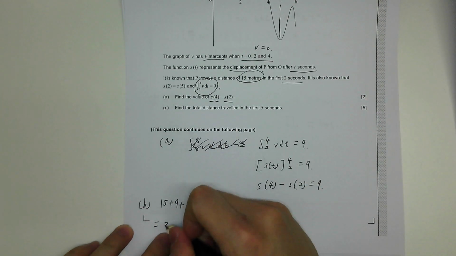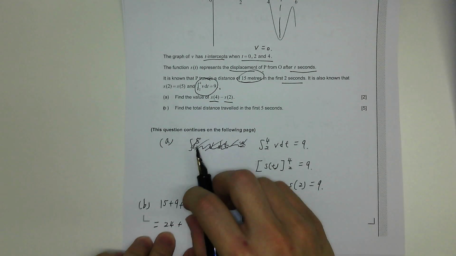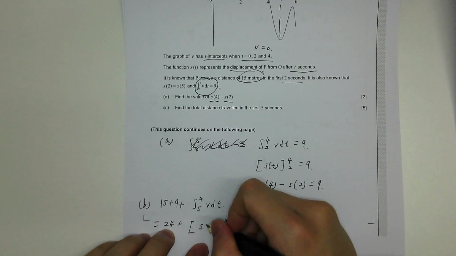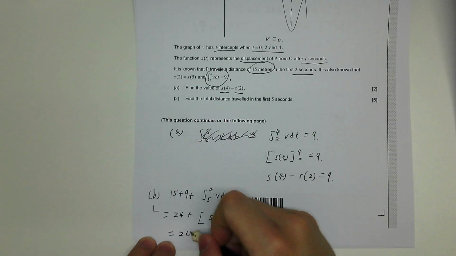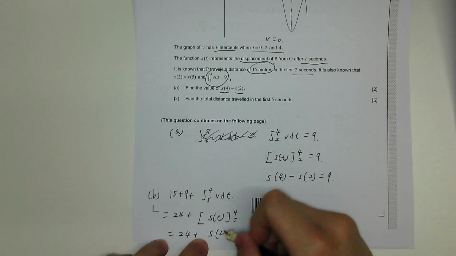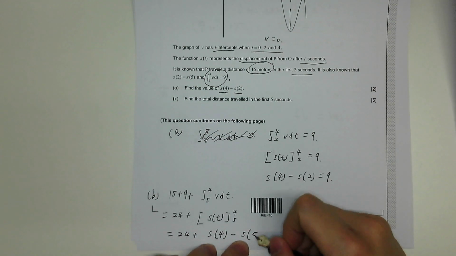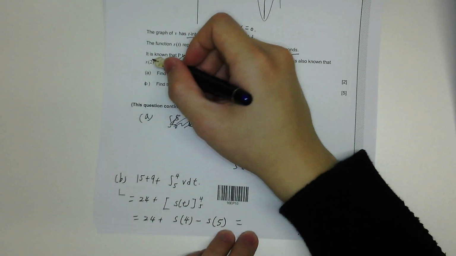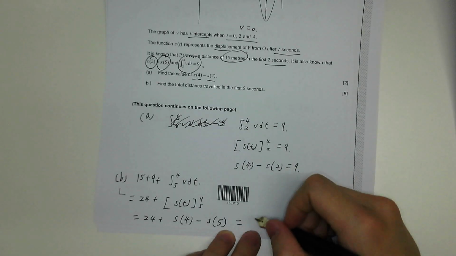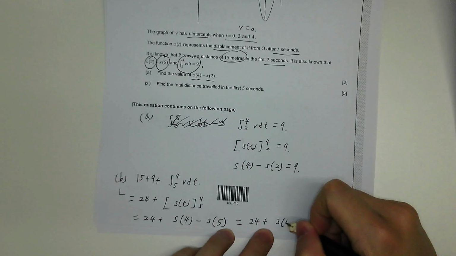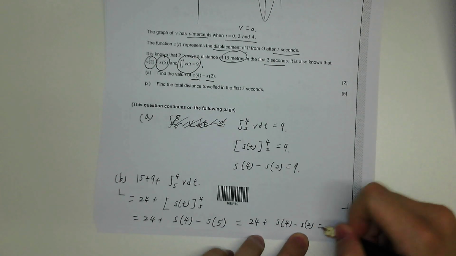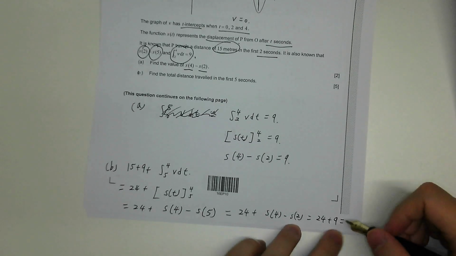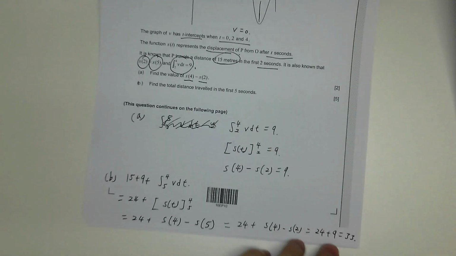So 15 plus 9 equals 24 plus, okay, definite integral 4 to 5, and s of t here. So 24 plus s of t equals 4 minus s of t equals 5. So S4 minus S5, because S2 equals S5, so we can change to S4 minus S2. So S4 minus S2 equals 9. 24 plus 9, which is 33.